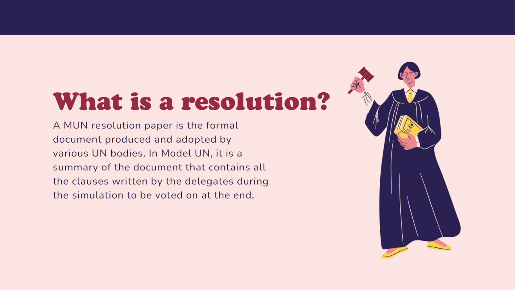In the preambulatory clauses, it states all the previous actions done by different organizations and especially the UN, and why this topic at hand is such a big issue. And then operative clauses are the solutions that delegates came up with during the committee when they were debating, when they were discussing with each other. When you combine these two together, it forms a resolution, and then this resolution is voted upon at the end whether it should be passed or failed.